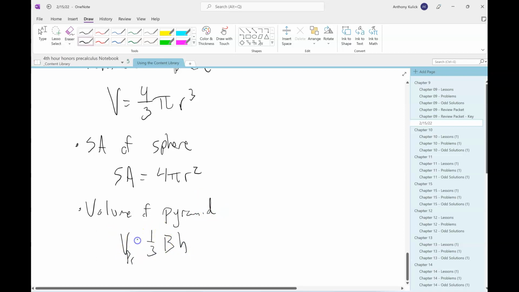Well, we didn't say that it was a square pyramid, so we better say area of the base times the height, since it could be a triangle or a pentagon or something weird like that. But if it was a square pyramid, yes, that would be true. I'm going to just write it as area of the base.